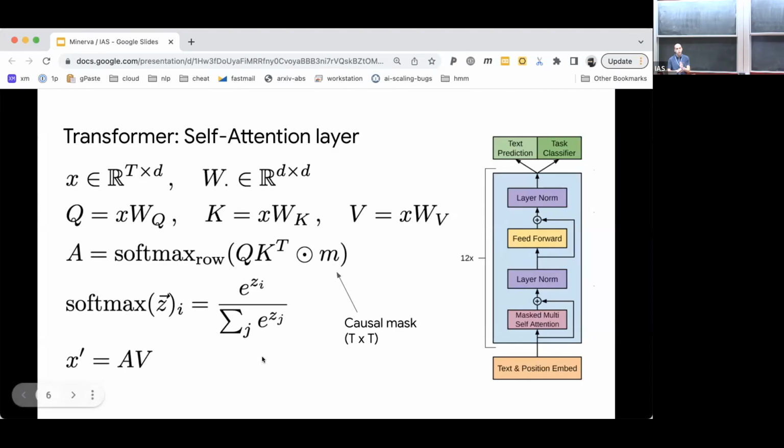This is the whole thing, up to these technical details of layer normalization and so on. This is the full transformer network.